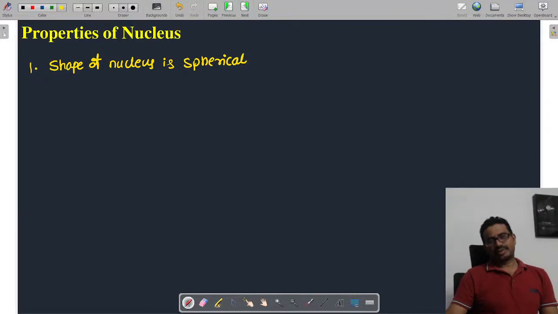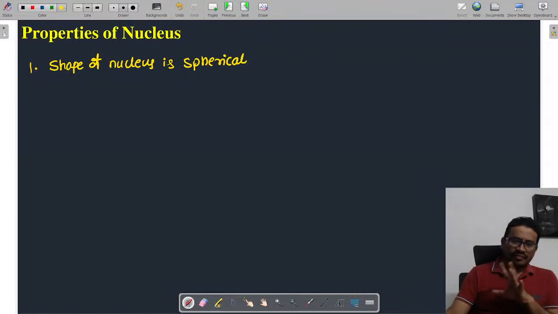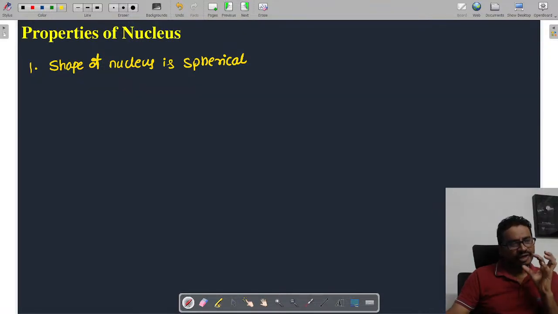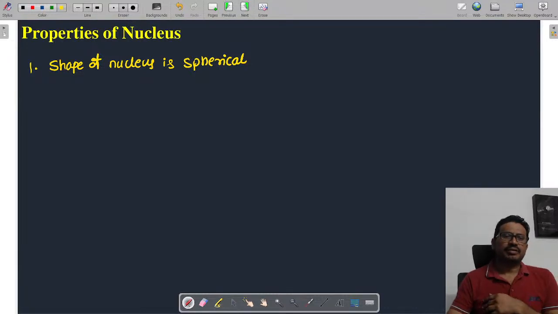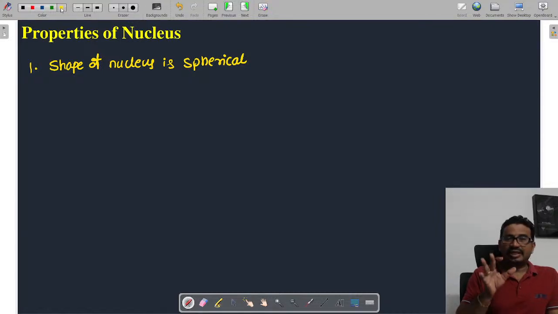Shape of the nucleus is spherical. Ideally speaking, it is not a perfect sphere, but we should consider the shape as almost spherical. So 95% is a perfect sphere, only 5% is a little deviation. But we should consider the shape of the nucleus as perfectly spherical. A circle is two-dimensional, but the nucleus is three-dimensional. That's why it is called spherical. Okay.